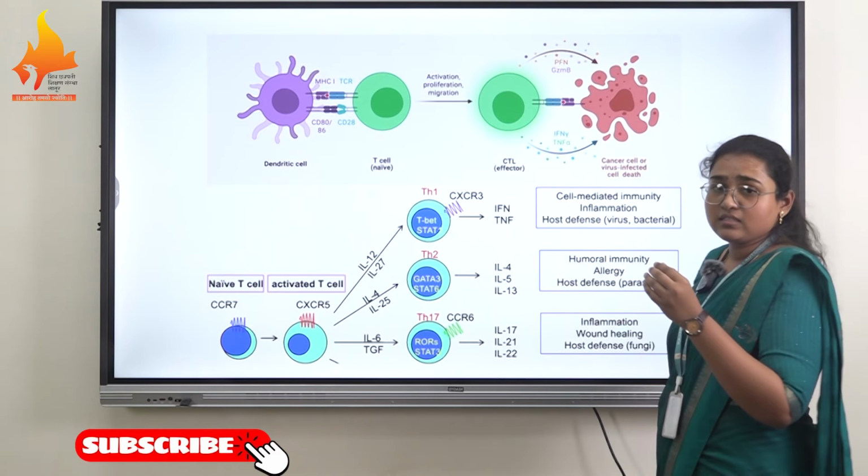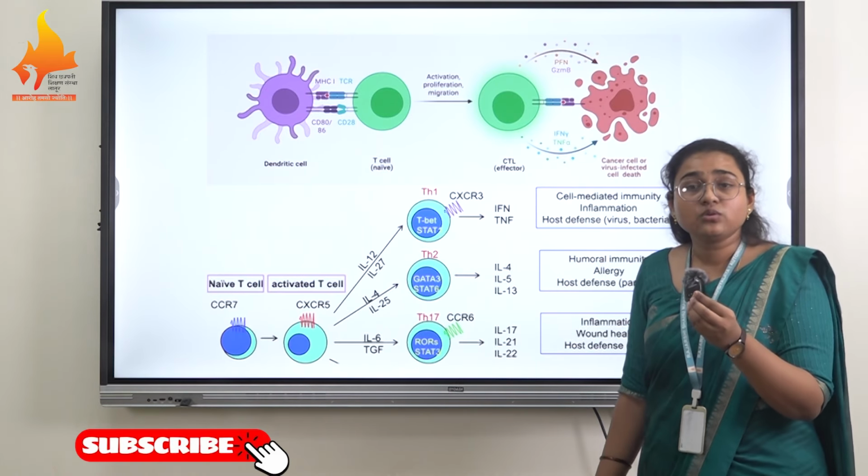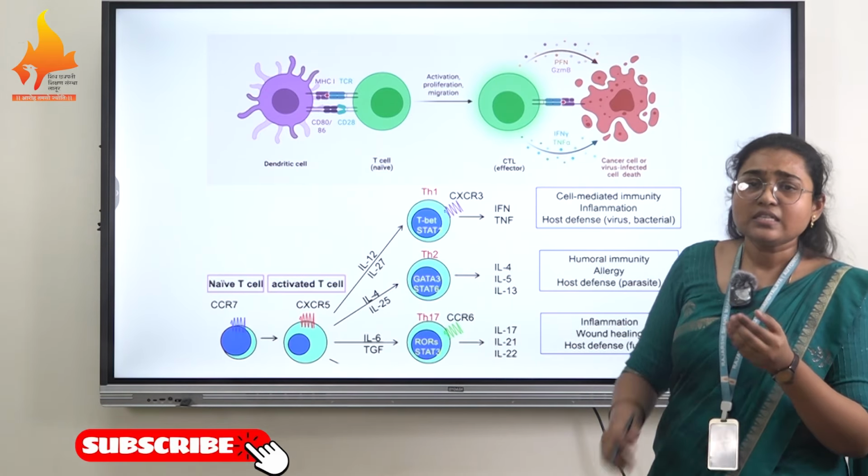So these are the types of cytokines. There are a number of cytokines, like interleukin. Why do we call it interleukin? Because these cytokines are synthesized by one type of lymphocyte and function on another type of lymphocyte, hence it is called interleukin.